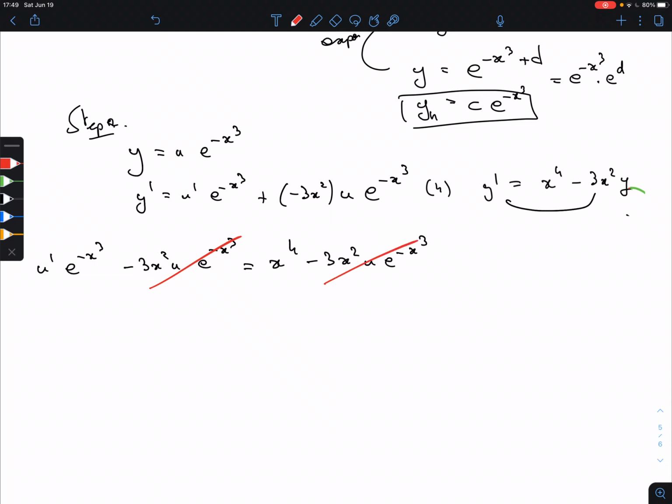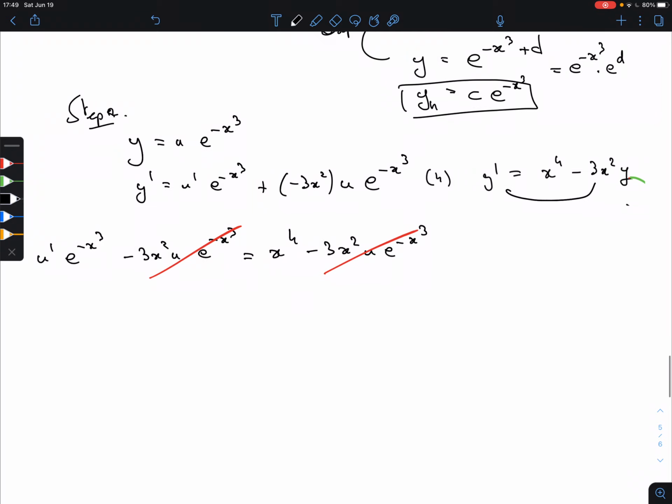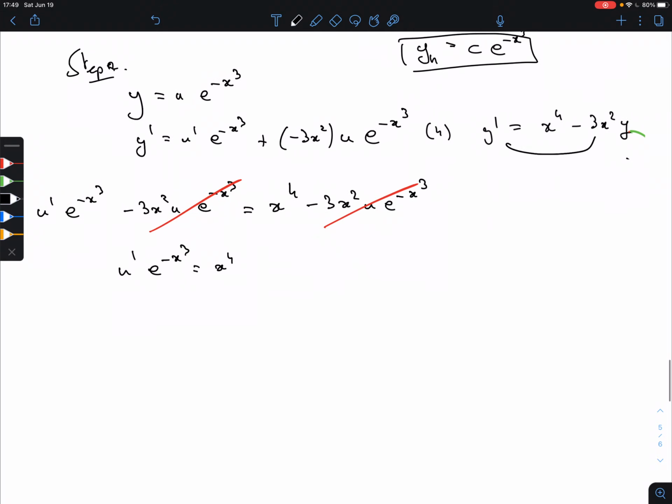Because what it will come down to is we should be able to solve for u prime in terms of x, so it reduces to a real integral, a calc 2 problem. That's what we get. We get u prime e to the minus x cubed is x to the 4th, and bring that e to the x cubed to the other side. u prime is equal to x to the 4th e to the x cubed. So u is equal to the integral of this thing.